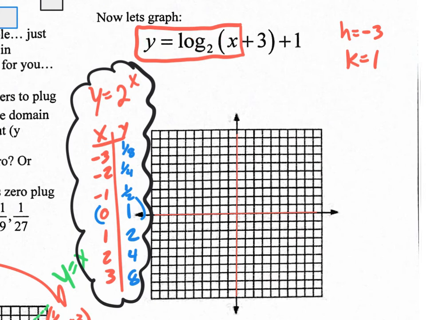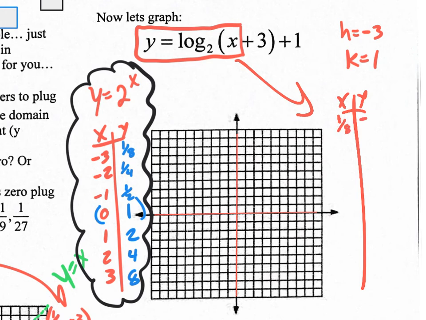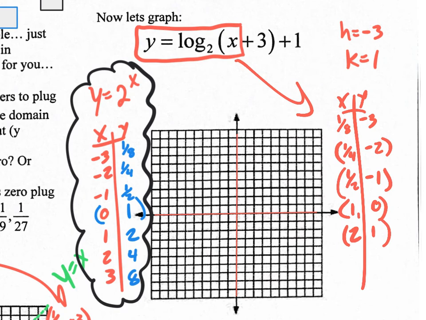So my actual coordinates for that boxed in function will be 1/8 and -3. It'll be 1/4 and -2. It'll be 1/2 and -1. It's going to be 1 and 0. 2, 1. 4, 2, and 8, 3.